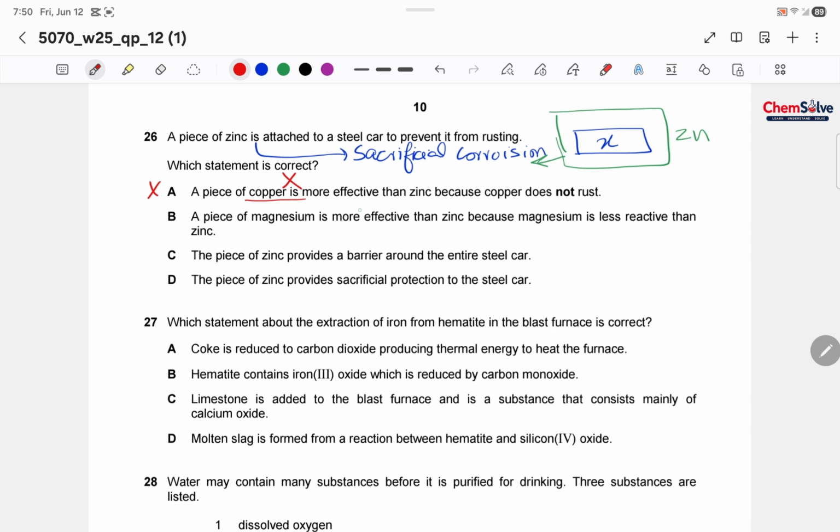A piece of magnesium is more effective. Okay, this is correct, because magnesium is more reactive than zinc. Magnesium is above in the reactivity series. The statement about the zinc providing a barrier around the entire steel car: not really. The piece of zinc provides sacrificial protection. Yes, this is according to our discussion. Yes, it provides sacrificial protection to the steel car. So the correct statement is option D.